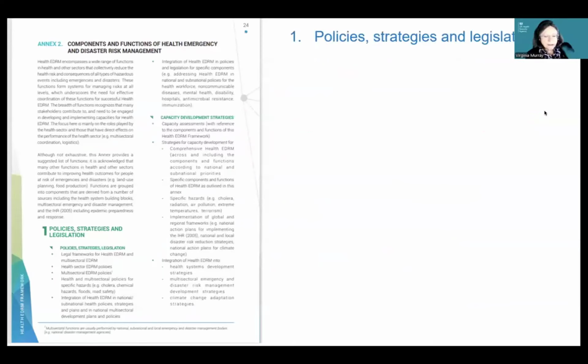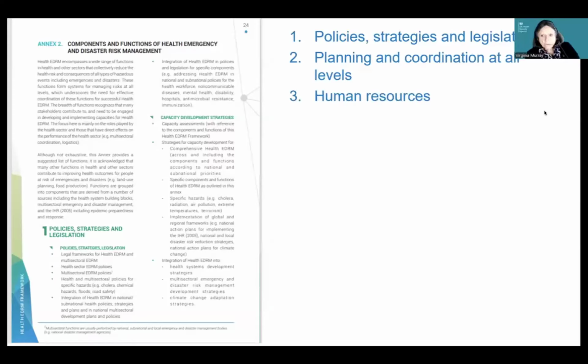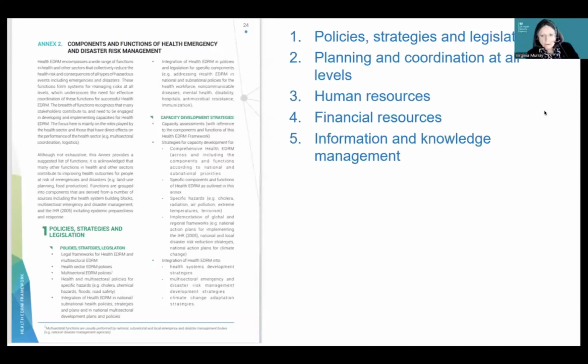So it talks about policies, strategies, and legislations, which are different in every country, except for the international health regulations. But it's really important that you're aware of those and can use them. And that we plan and can coordinate at all levels and have the human resources who know what to do, which is absolutely vital. And to do that, we need some financial resources. But we also need information and knowledge management. How can we manage this better? How can we use our knowledge about flooding and waterborne diseases to really try and improve and limit the impacts?